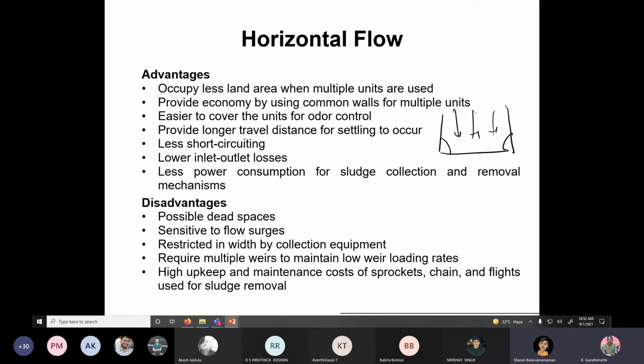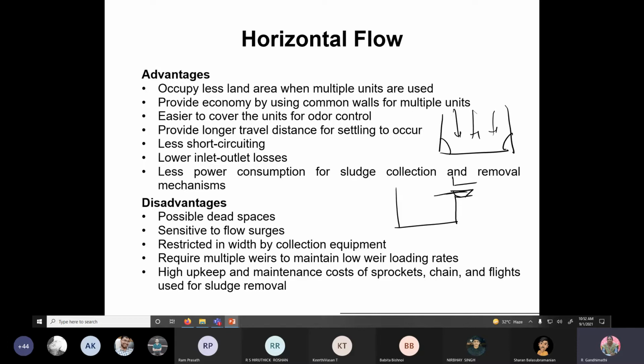To control the flow, these devices are mainly placed at the outlet of the flow. For this rectangular channel, you have to provide the outlet, therefore the weir arrangements. Sometimes the shape may be different because of the restricted conditions in weir loading rate, which I will explain later.